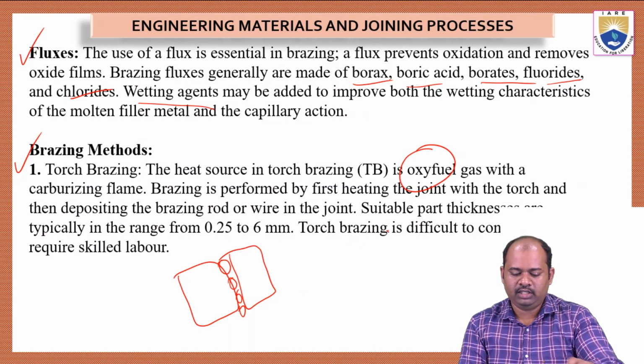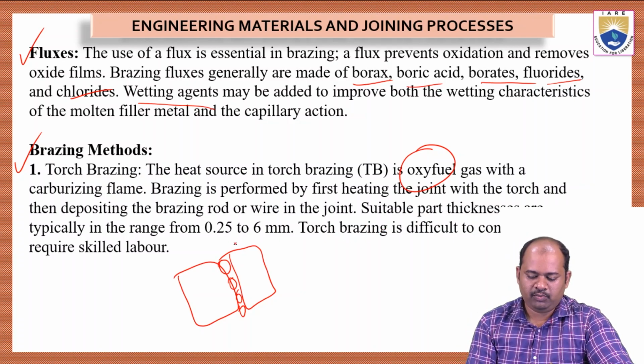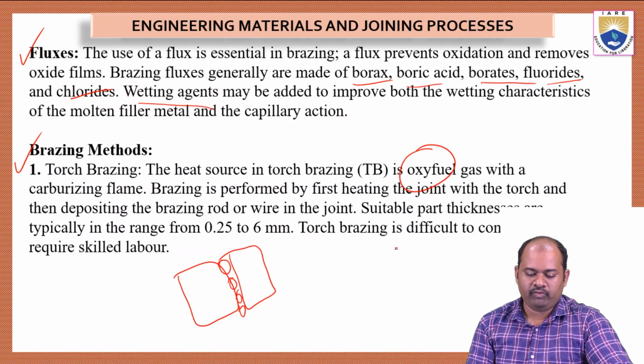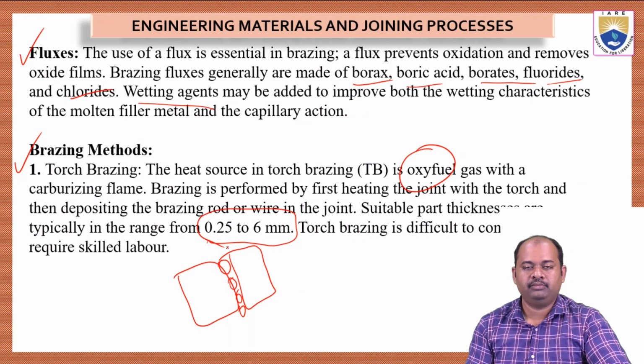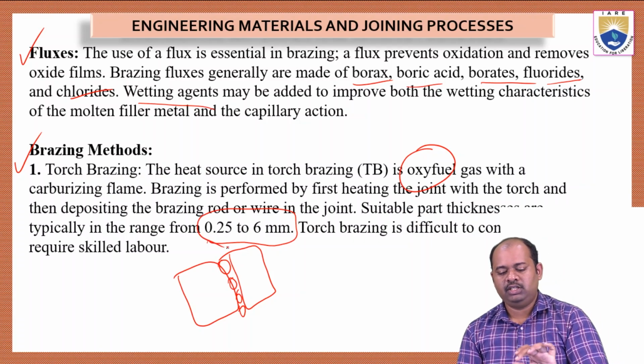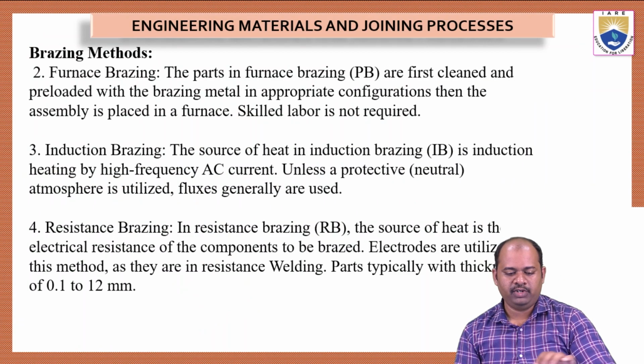Suitable part thickness is typically in the range of 0.25 to 6 mm. Torch brazing is difficult to control and requires skilled labor. So torch brazing is very hard, it requires skill. Okay, it is suitable for part thickness typically between 0.25 and 6 mm. If the thickness is within this limit, we can go for torch brazing.